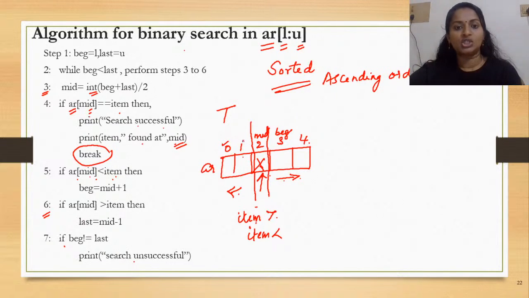What we need to change is the last value, right? So how do I change it? I write last is equal to mid minus 1. So this is how the change has to be brought.